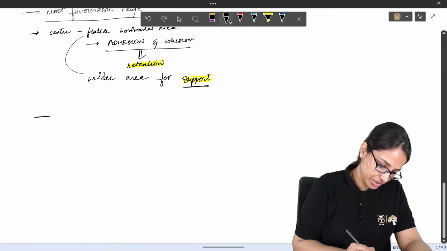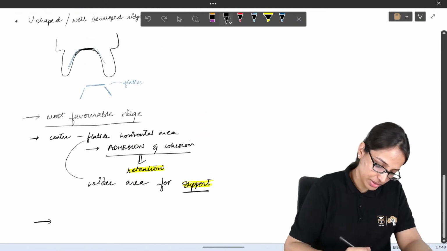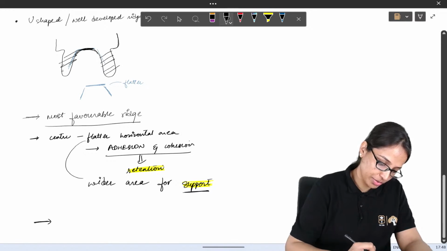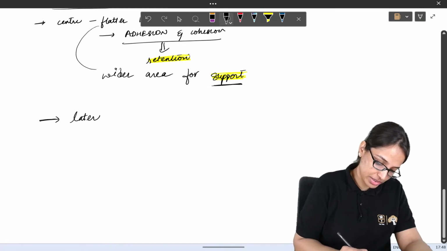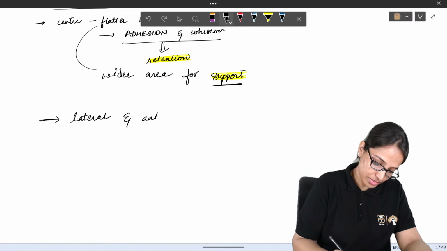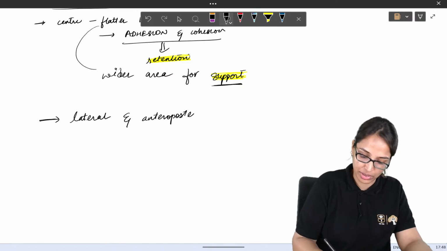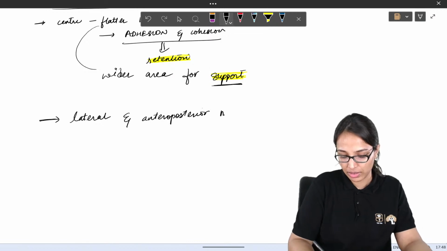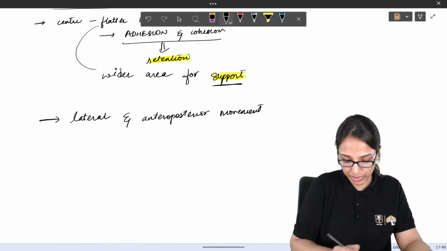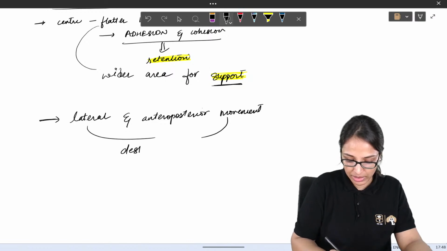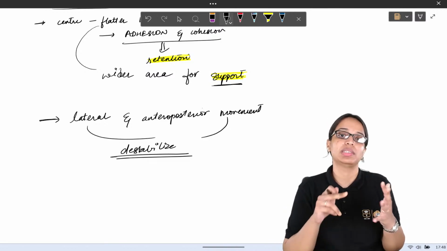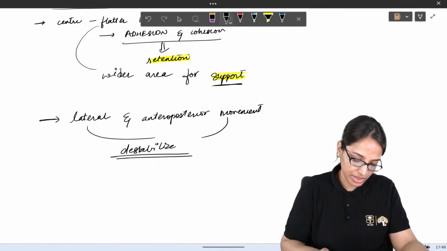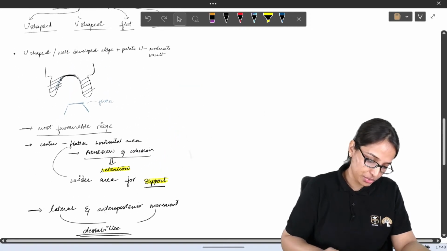So well-developed ridges that we see, with this height or volume of the ridge, what will they do? They will resist lateral and anterior-posterior movement of the denture. Any movement that will destabilize the denture will be prevented by the vertical walls of your residual alveolar ridge. So overall, three properties, retention, stability, support, are all very nicely fulfilled by your U-shaped ridge.